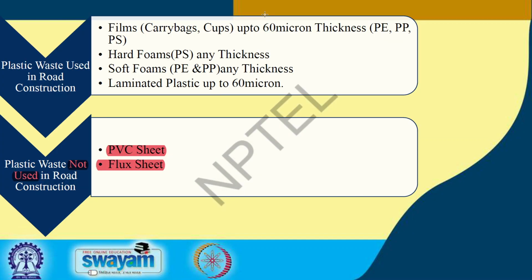Now, what are the types of plastic that we can use? What are the types we should not use? In road construction, we can use films like polyethylene films, PPs. We can use hard foams of any thickness, soft foams of any thickness, that is PP and PE. Then laminated plastic up to 60 micron. These are all we can use. But we should not use PVC sheets and flex sheets in road construction. These are all thermosets again.